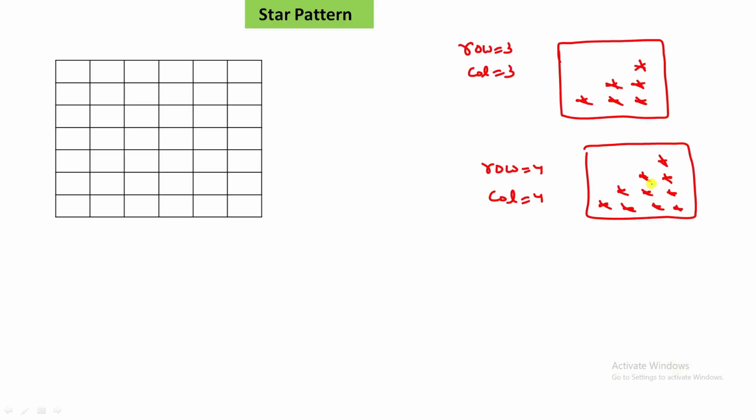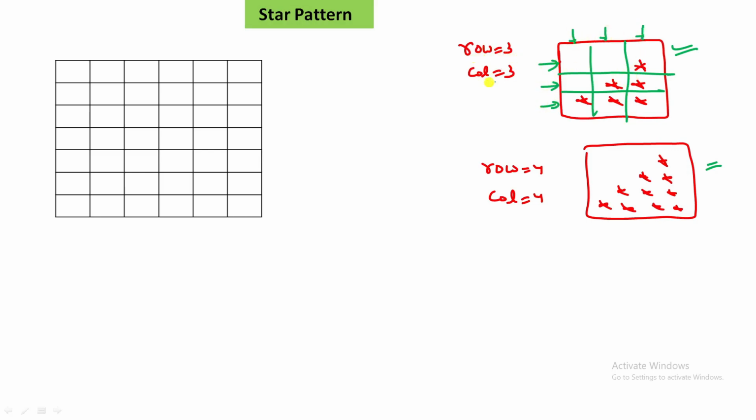Okay, now you'll ask me that I have not told you what the concept of this space is, that I was just talking about. Basically, let's say you have to print this star pattern, or this star pattern. So here rows are 3 and columns are 3. So this is row number 1, row number 2, row number 3, column 1, column 2, column 3.